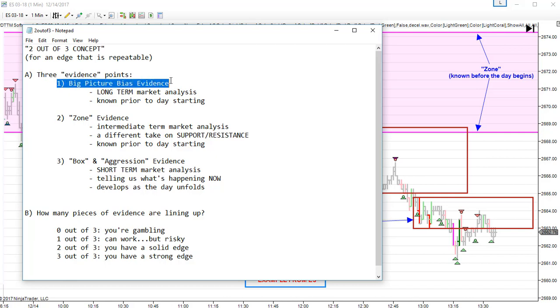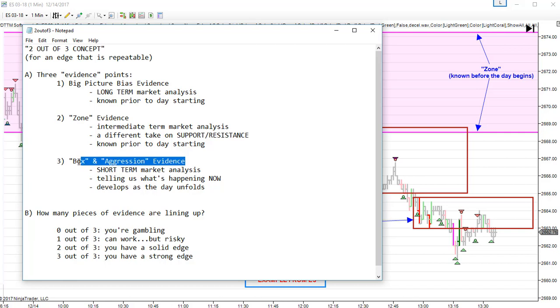First is the big picture bias, okay? That's the long-term market analysis. We know that before the day starts, okay? I put that in the daily market assistant each day on our website. The second part is what we call the zone evidence, and this is a little bit different take on traditional support and resistance, but essentially it's intermediate term analysis of the market. This is known prior to the day starting as well.